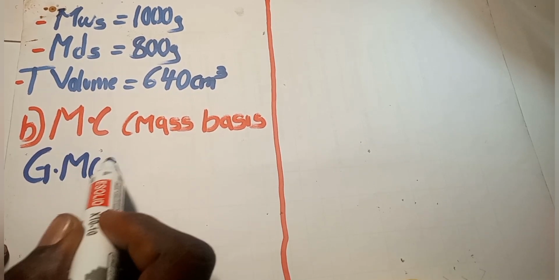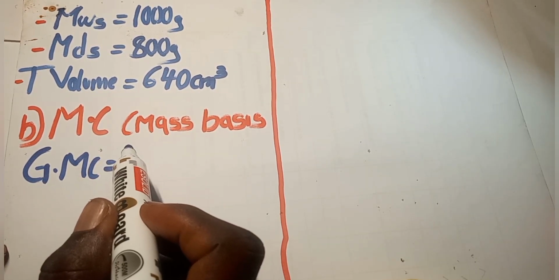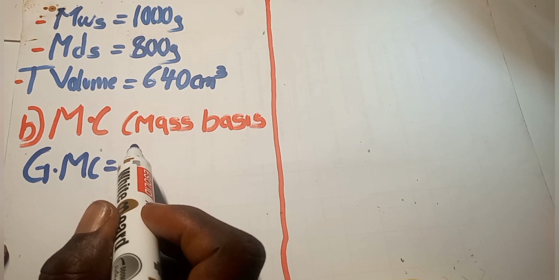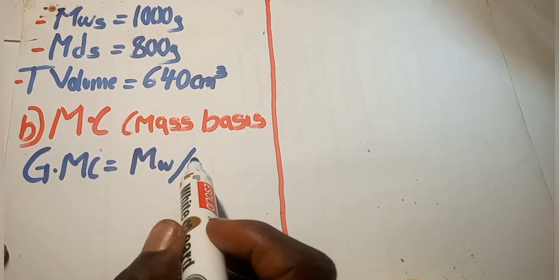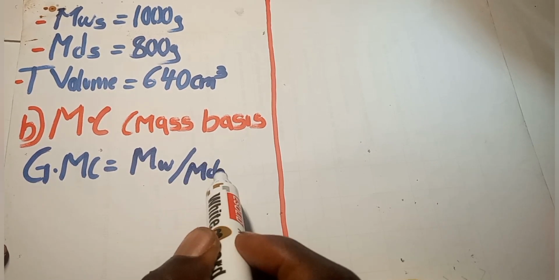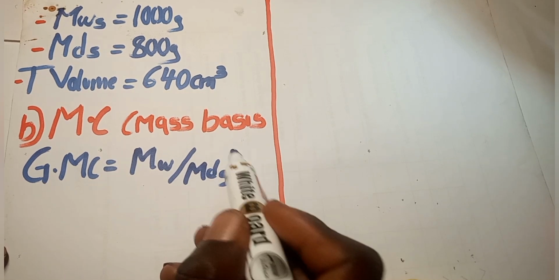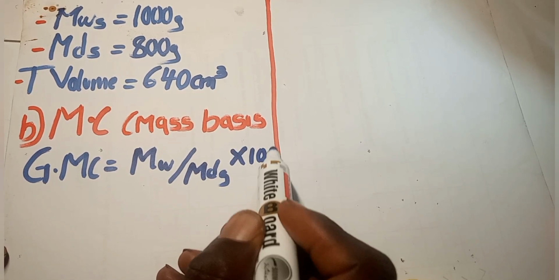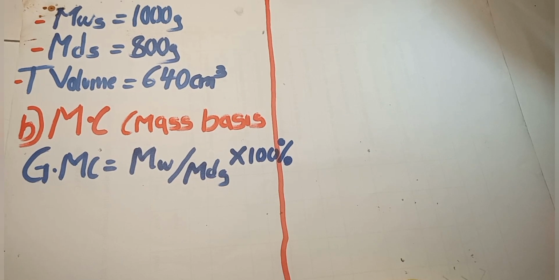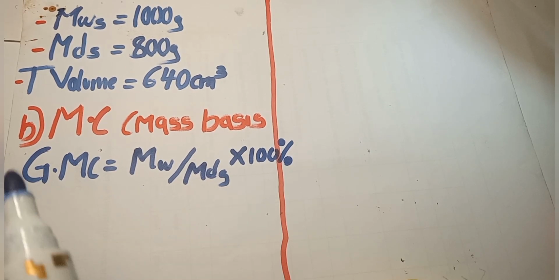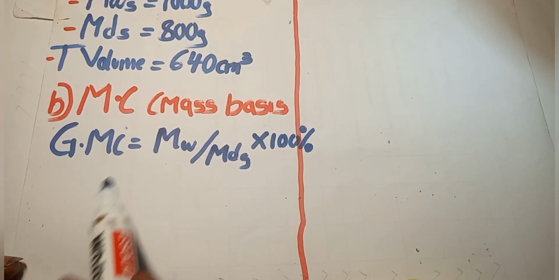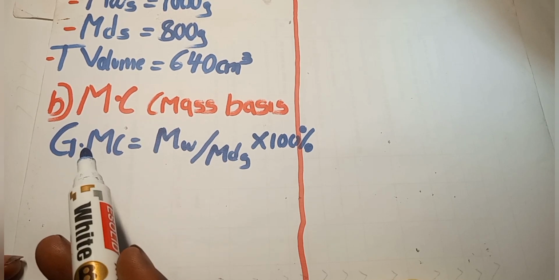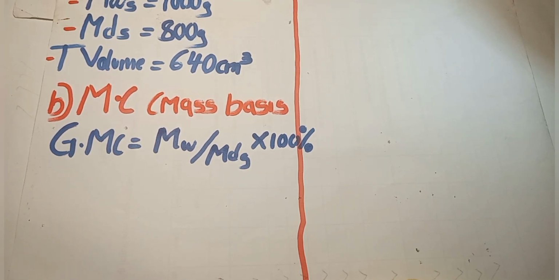The gravimetric moisture content is equal to the mass of water over the mass of the dry soil. Since we are calculating in percentage, you then multiply by 100%. So looking at this question now, you will realize that you are not given the mass of water, but we can get the mass of water from our parameters here.